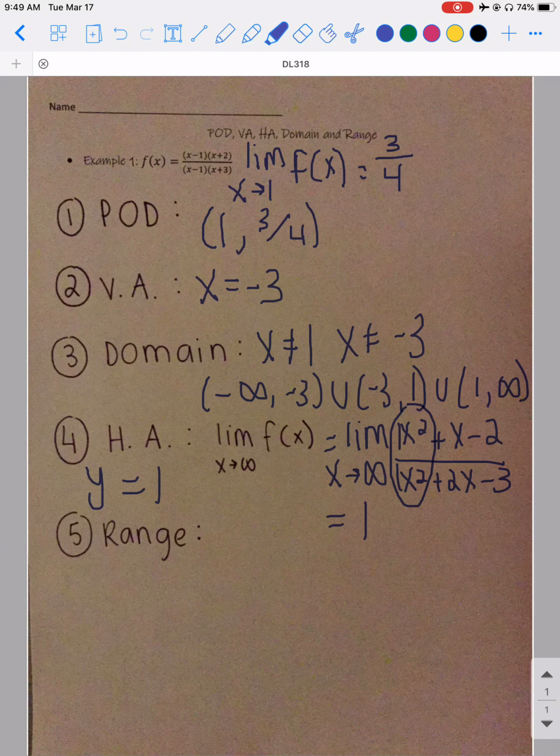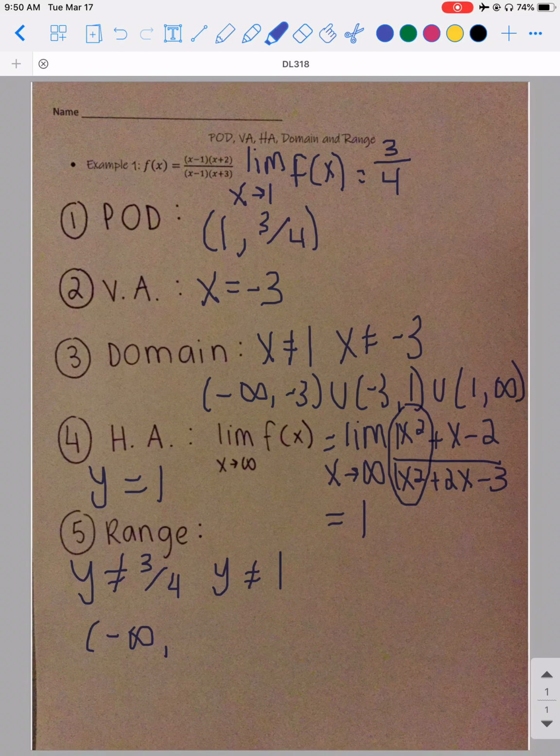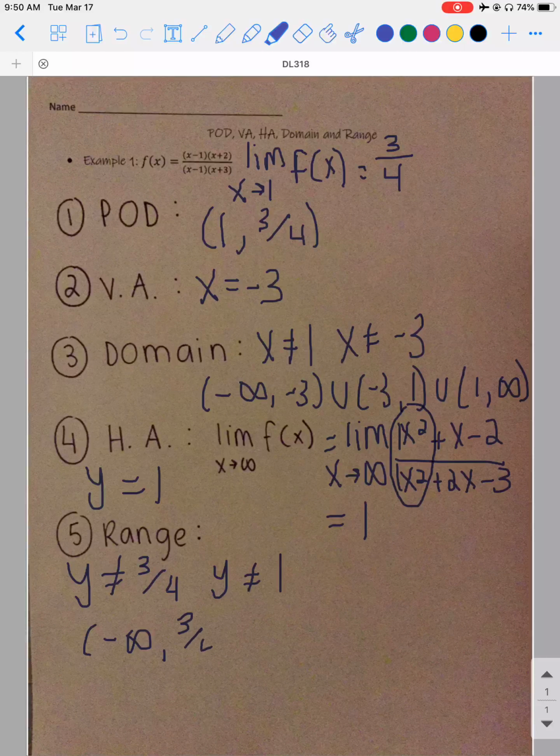Now that I have the horizontal asymptote, I can find the range of this function. We know that the y values that are not going to be included are 3/4 and 1. That's because I have a pod at y equals 3/4 and a horizontal asymptote at y equals 1. So I can write my range as -∞ to 3/4, 3/4 to 1, and from 1 to infinity.